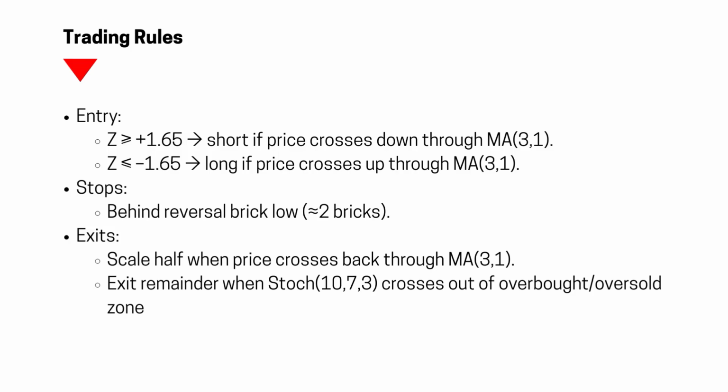Exits, well, we scale when we cross back through the moving average 3-1, and remember that's to take off half the trade, and then we keep it going until the 10-7-3 stochastic cross to get out the rest of the trade. You can play around with the exit process if you want, but it's worked for this backtest and this strategy.